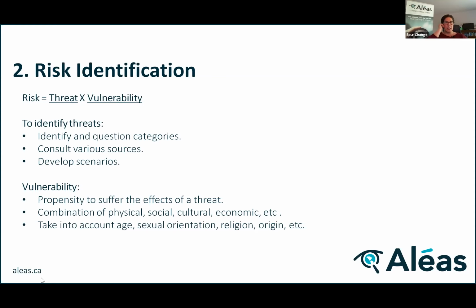So for instance, the threat of being attacked because of my sexual orientation. So for me, sitting in my home just north of Montreal, that threat is not a risk to me because I'm not vulnerable. I'm sitting in my house on my own. So the chances of someone coming into my house and harassing me or aggressing me because of my sexual orientation is zero.